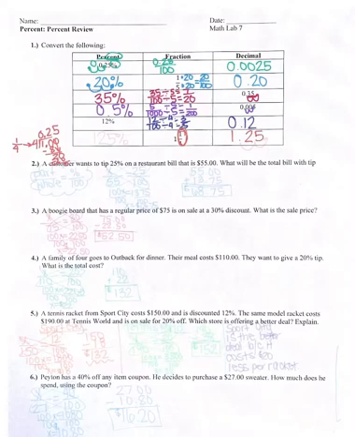To turn this to a percent, you're going to move this decimal over twice to the right. So this becomes 125%.